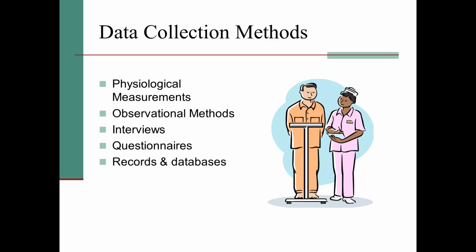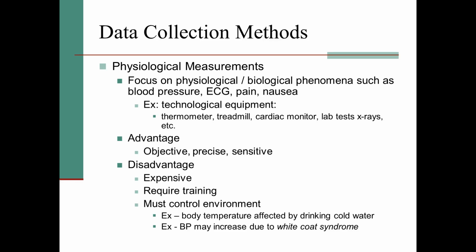Data collection methods: physiological measures, observation measures, interviews, questionnaires, and records and databases like medical records are commonly used. In terms of physiology, you might look at nausea, or the results from a treadmill or a lab test, something like that. It's more precise and sensitive, but it can be expensive and sometimes almost unethical to get some information from patients.